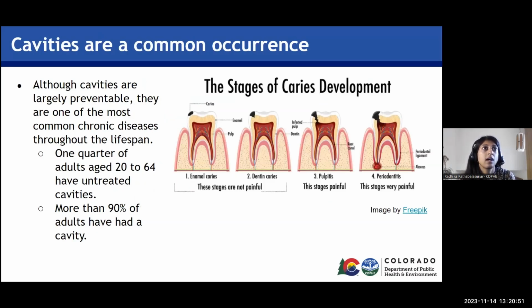Cavities are a common occurrence. Although cavities are largely preventable, they are one of the most common chronic diseases throughout the lifespan. About 1/4 of adults aged 20 to 64 have untreated cavities, and more than 90% of adults have had a cavity. And to the right here, I'm just showing you the stages of cavity formation here. And the first two stages are typically not painful. The last two stages are painful or very painful. Next slide, please.